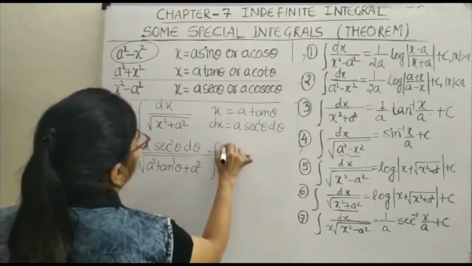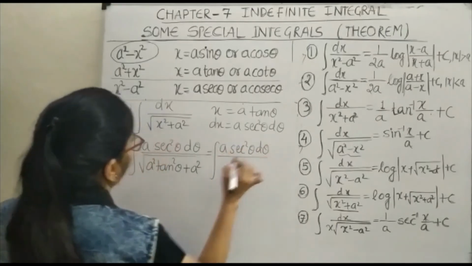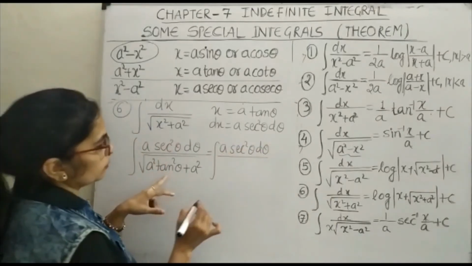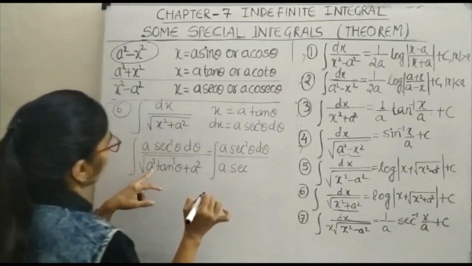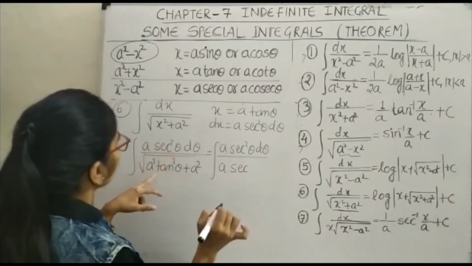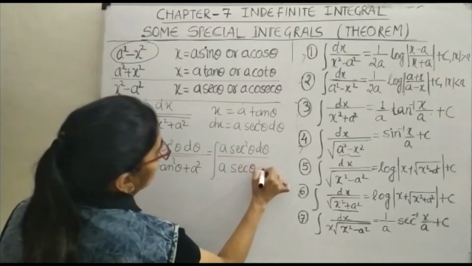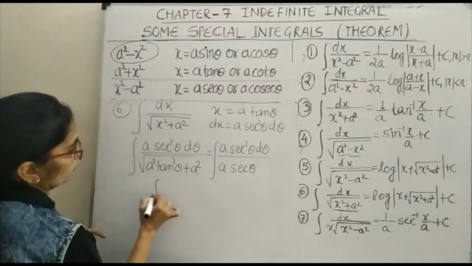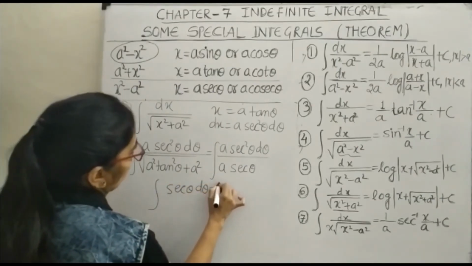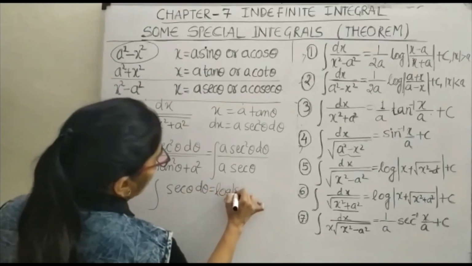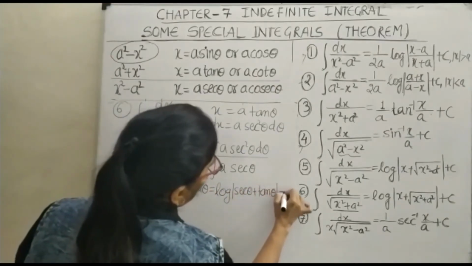ये आपका हो जाएगा a sec square theta d theta अपॉन 1 प्लस tan स्क्वायर थीटा आपका sec स्क्वायर थीटा होता है, तो हो जाएगा a। देखिए यहाँ पे अपने पास sec स्क्वायर थीटा, ये आपका हो जाएगा 1 plus sec square, that is sec theta, right? So this takes the form sec theta d theta. This is equal to log sec theta plus tan theta plus c.